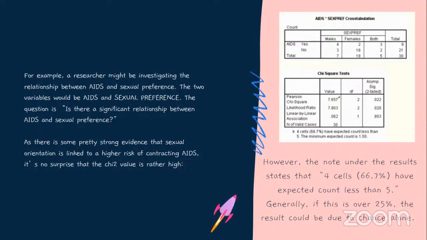However, the note under the result states that 4 cells, or 66.7%, have expected count less than 5. Generally, if this is over 25%, the result could be due to chance alone. Therefore, the results from this particular test are not statistically significant.